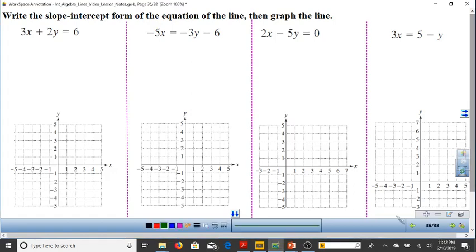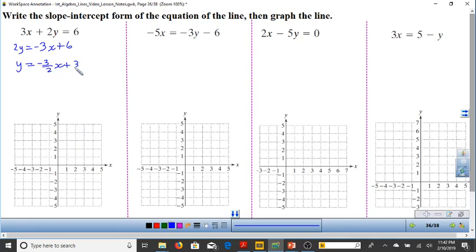All right, let's quickly get a few of these done here. Write the equation in slope-intercept form and then graph the line. So let's write it in slope-intercept form. We simply solve for y. Subtract 3x from both sides, and then divide by 2. So y is equal to -3/2x plus 3. Then we plot a point.